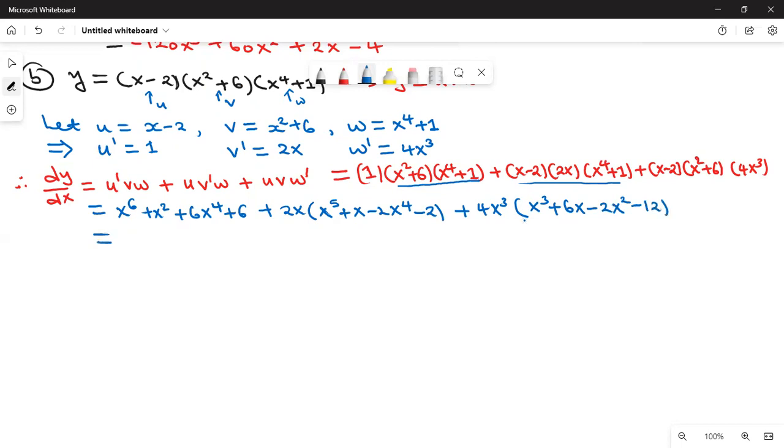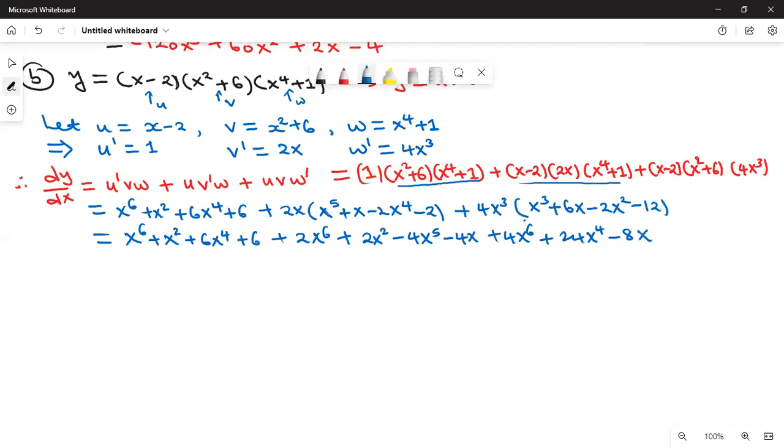If I open it completely, I'm going to get x raised to 6 plus x squared plus 6x raised to 4 plus 6, plus 2x raised to 6 plus 2x squared, minus 4x raised to 5 minus 4x, plus 4x raised to 6 plus 24x raised to 4, minus 8x raised to 5. 12 times 4, that is 48. 48x cubed.